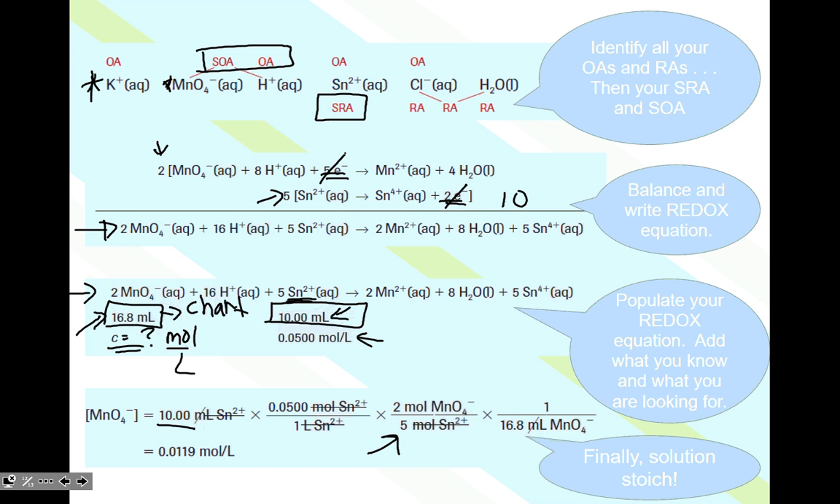Here's my molar ratio of my tin and my permanganate. Now see my milliliters? This is where my milliliters cancel out. And then I am left with liters and moles. So then I just use my trusty calculator and I get 0.0119 moles per liter.